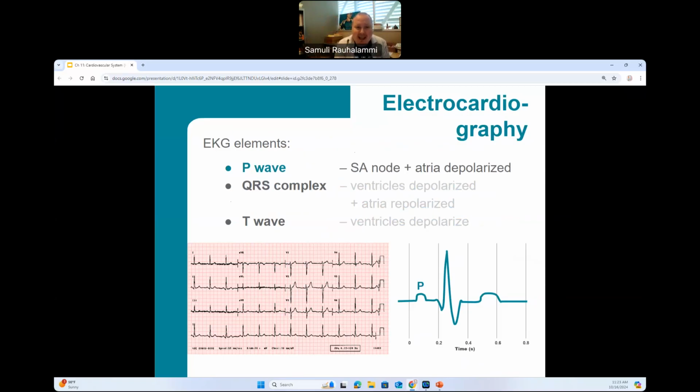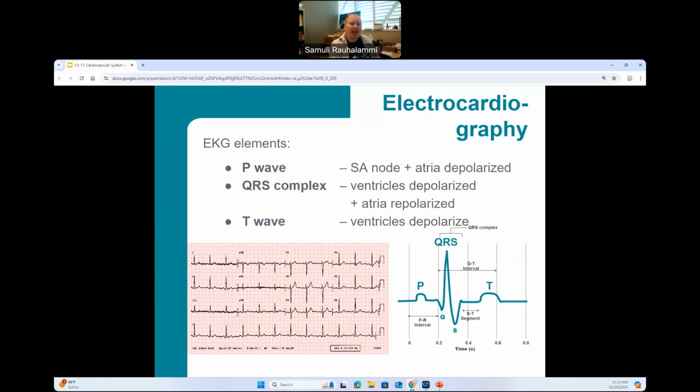And now we get to the second element. This QRS complex is a series of three rapid peaks kind of packed together. They tell us that the ventricles are now depolarizing, so contracting, while the atria are repolarizing, so returning back to this resting stage. And finally, we're also going to see the T wave as the final bump on a single heartbeat's EKG. This tells us that the ventricles repolarize, so return to the resting stage, if you wish.